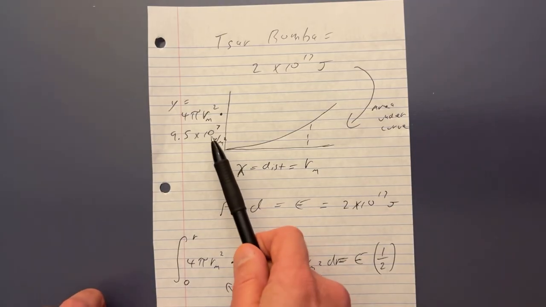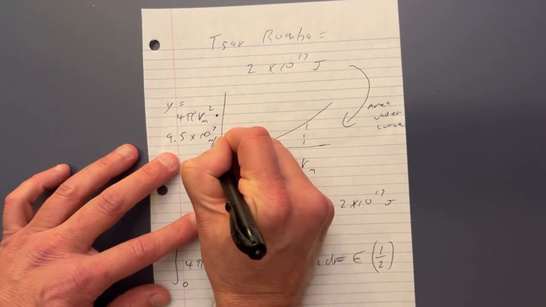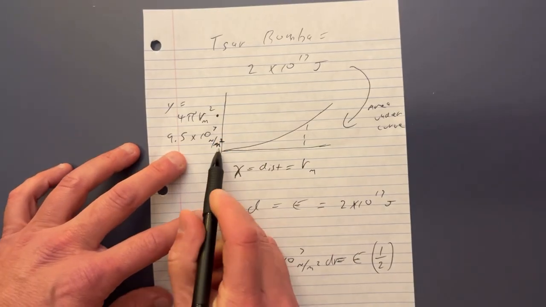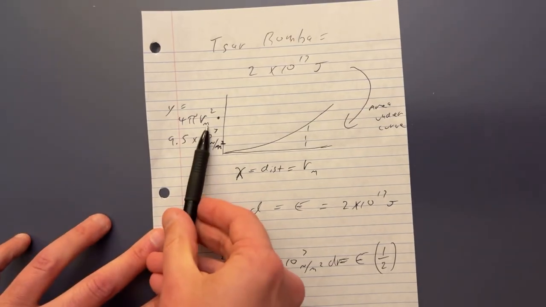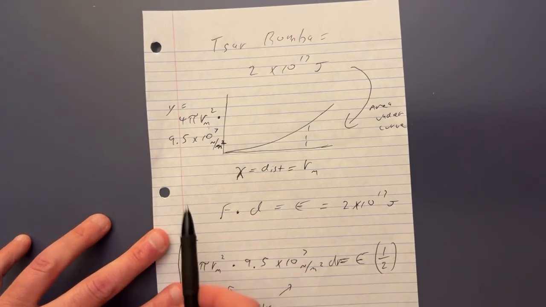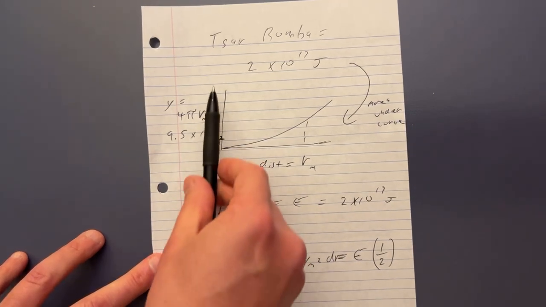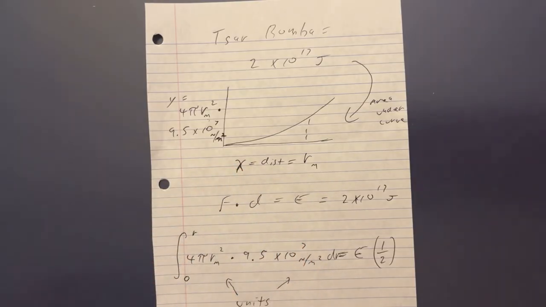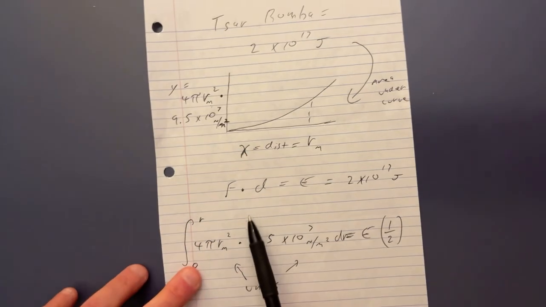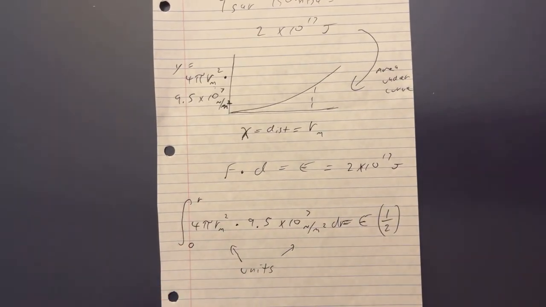Notice how these units will cancel out here. We have a square meter. I wrote kind of small here, sorry. We have a square meter right here in the denominator, 1 in the numerator. This meter right here is also squared because it's radius squared. So what we'll just be left with is newtons, which is our total force. So the y-axis will be total force. The x-axis will be our distance, which is the radius in meters. Force times distance equals our energy. That equals 2 times 10 to the 17th joules.